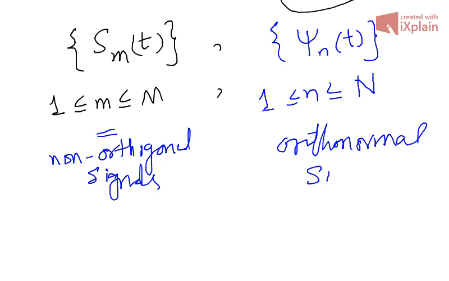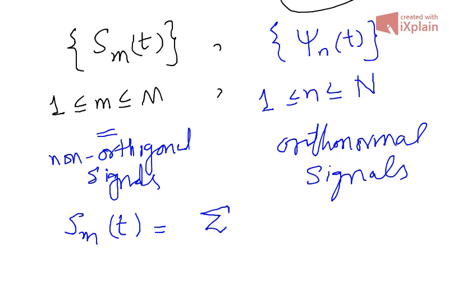Here you have orthonormal signals. What we can do is represent each Sm of t as a linear combination of psi n of t, for n from 1 to capital N. When we say linear combination of psi 1 of t, there is some scalar over here, and that scalar is represented by Sm. For the mth signal, this is the scalar.